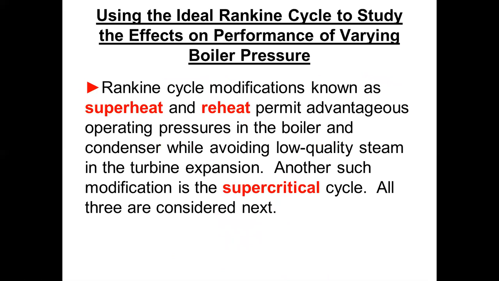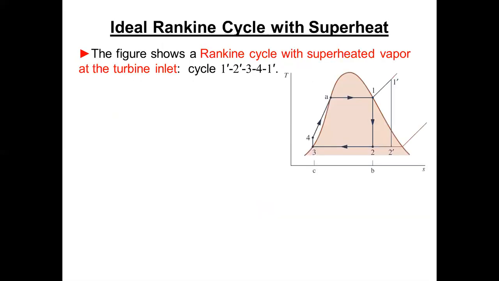Okay, so Rankine cycle modifications known as superheat and reheat are additions to the cycle that can let us operate at higher boiler pressures while avoiding the low quality steam in the turbine. And another modification is a supercritical cycle, and we'll see that in upcoming slides.